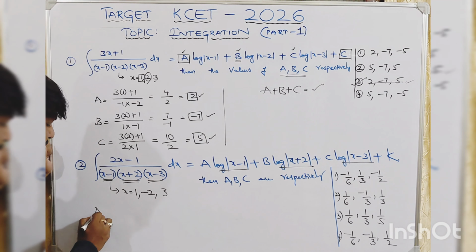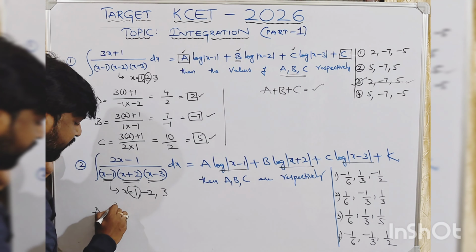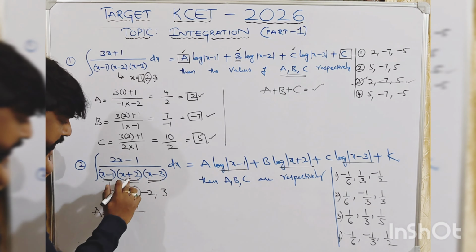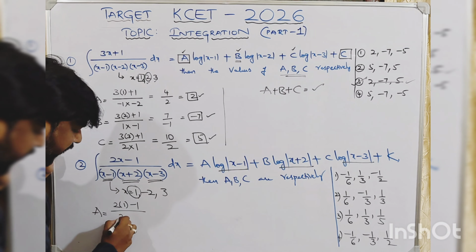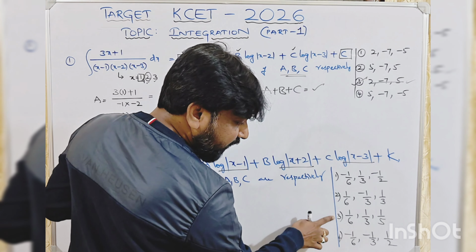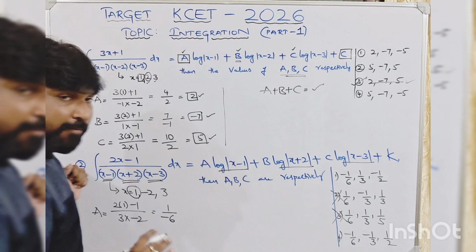Now for the a value, 1, let us consider x is equal to 1. x equal to 1, just replace in place of x. 2 into 1 minus 1, by 1 minus 1, 0, that's what, don't substitute. 1 plus 2 is 3, into 1 minus 3, minus 2. Then your answer: 2 minus 1, 1, by 3 into minus 2, minus 6. So minus 1 by 6 is your answer. If you observe, first option minus 1 by 6, second and third 1 by 6, fourth option minus 1 by 6. Clearly second and third options are wrong answers.